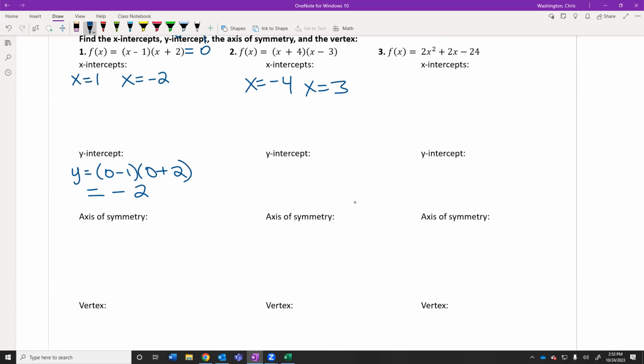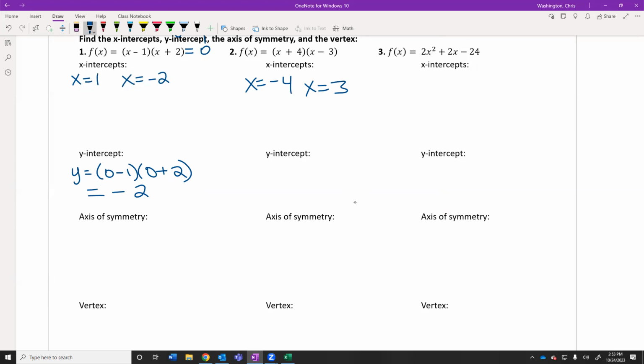A really good graph by hand, if we can find these things. And the more of these things we find, the better our graph is going to be. We just find the x-intercepts, we get a decent graph. We find the x-intercepts and the y-intercept, we get an even better graph. But if we find the x-intercept, the y-intercept, and the vertex, we get a really good graph.